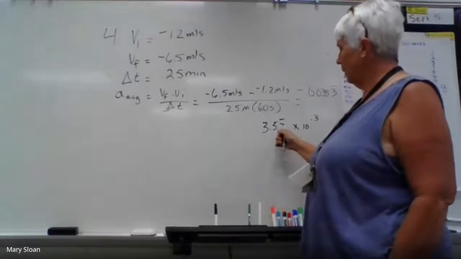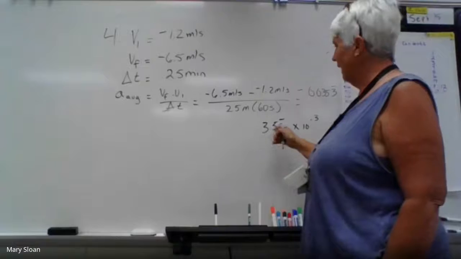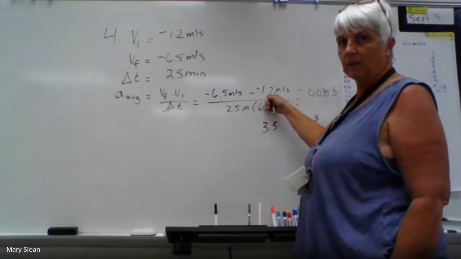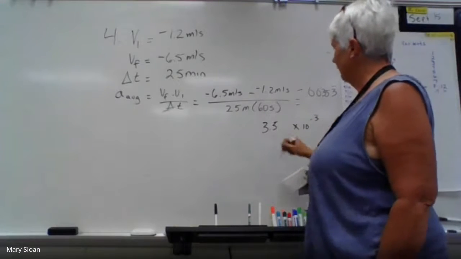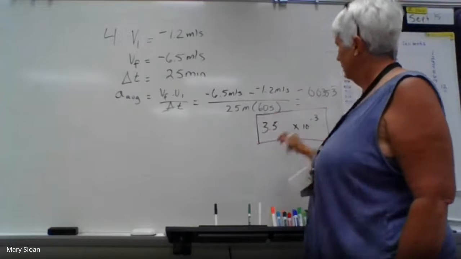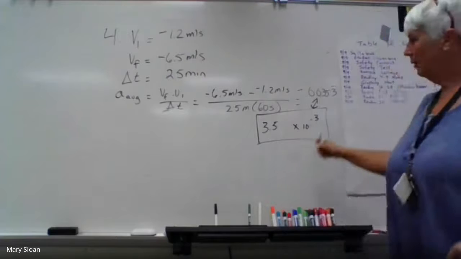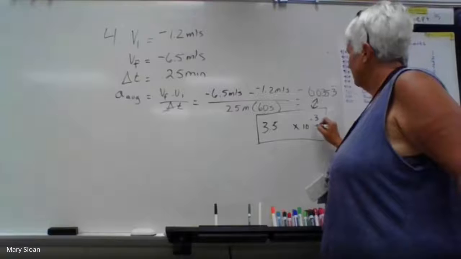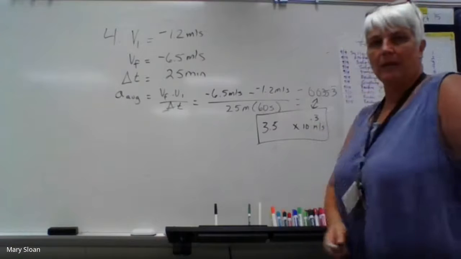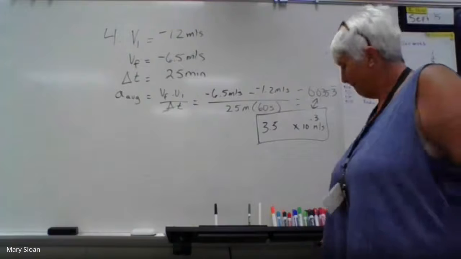So what you got on the board, 3.5. We're going to take that off based on the sig fig rule, right? So I got 3.5 times 10 to the negative third power. That's the final answer. Either one of them is acceptable, but I would prefer this. What is my units? Meters per second. Right, guys? Yes, ma'am. Okay.